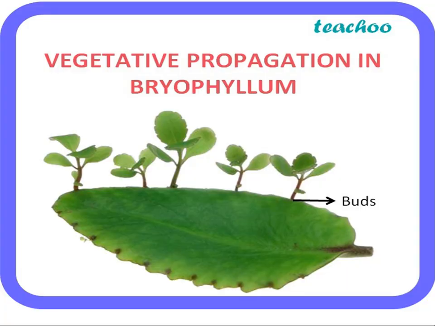And one more example is leaf. The best example for leaf propagation is bryophyllum. Bryophyllum develops very broad leaves. On the leaves, it has so many leaflet-like structures. When these leaflets fall down, they can grow into a new plant. So, bryophyllum can propagate through the leaf.